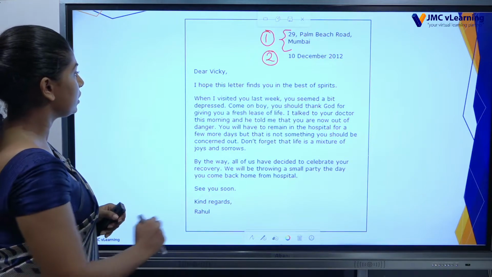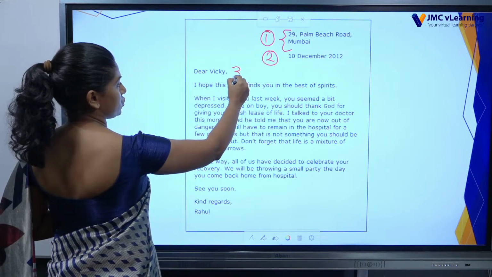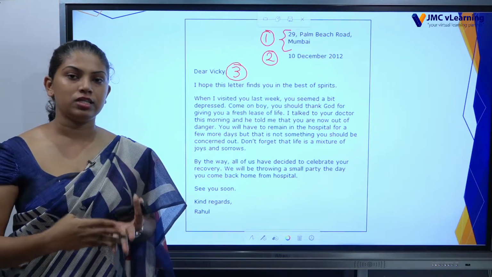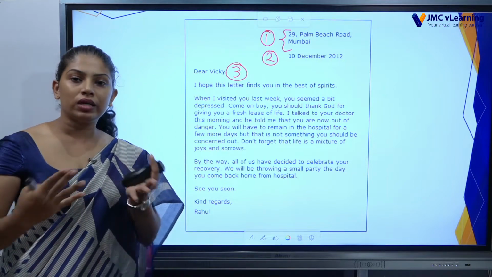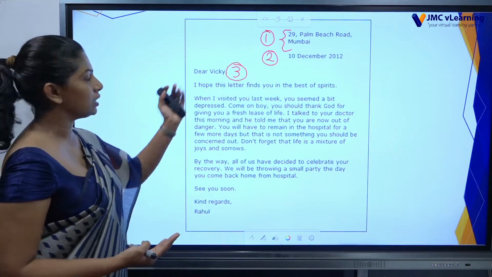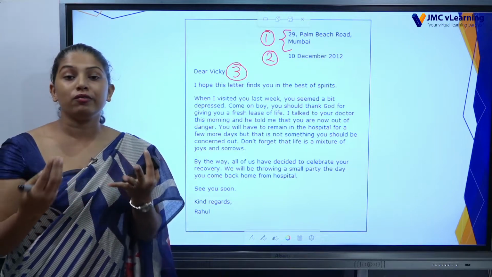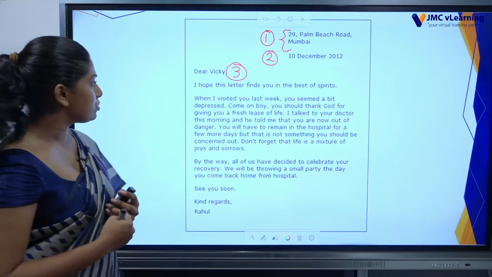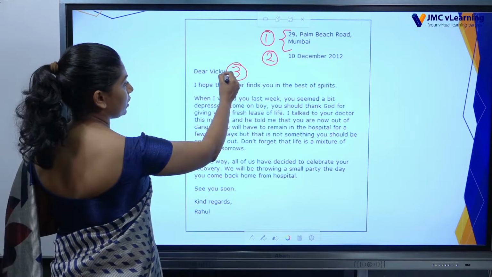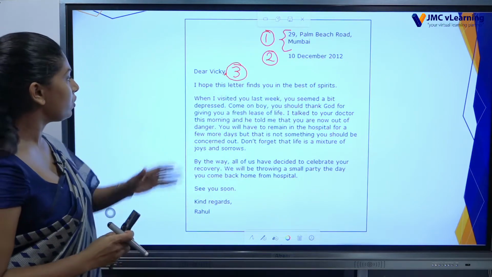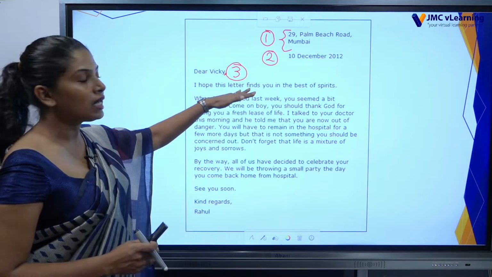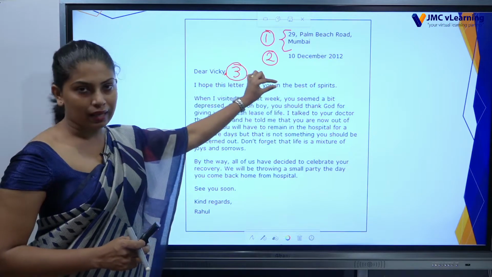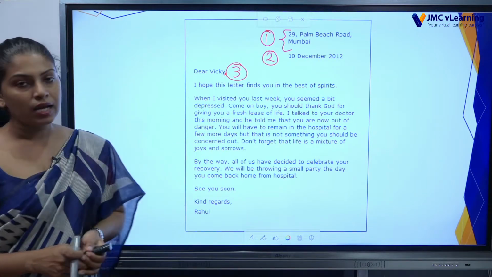Then the third one, salutation. How you are calling your friend: dear Vicky or Vikram or whatever. You can use dear to say that you are very friendly with him, dear Vicky. That is what is called salutation. After writing that, you can put a comma here. Then we keep a line here and jump to the next line. We are not going to continue from here.